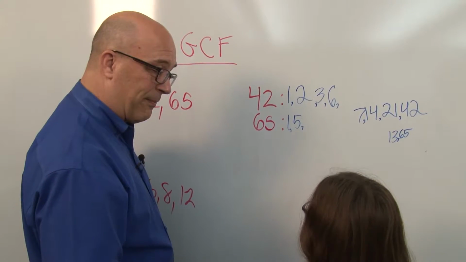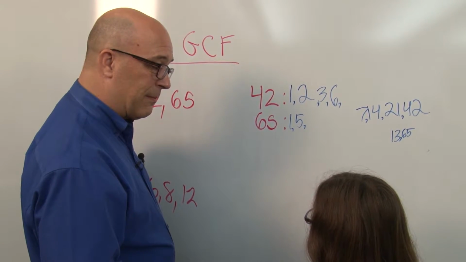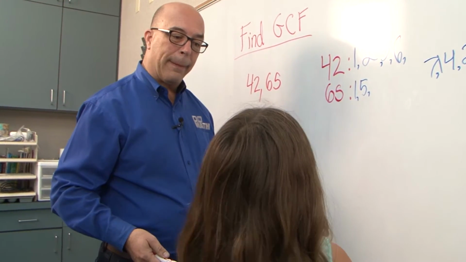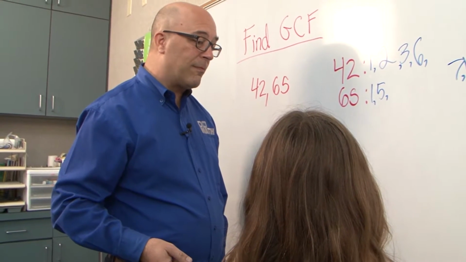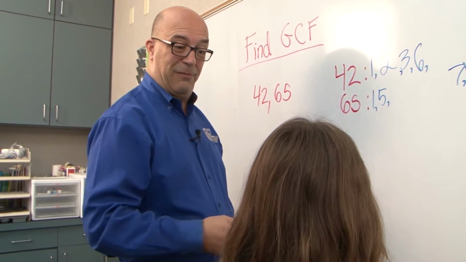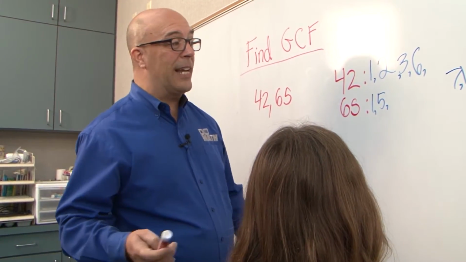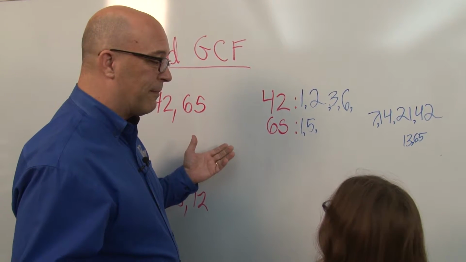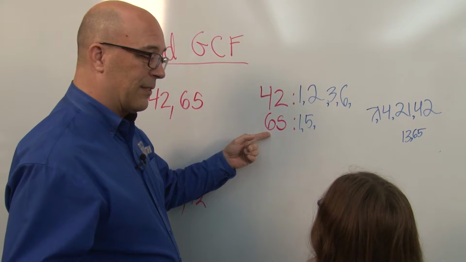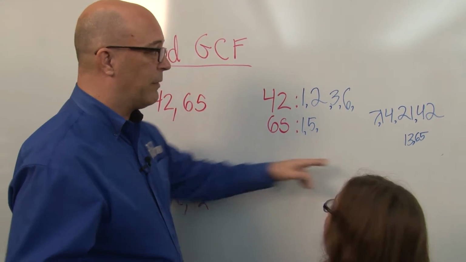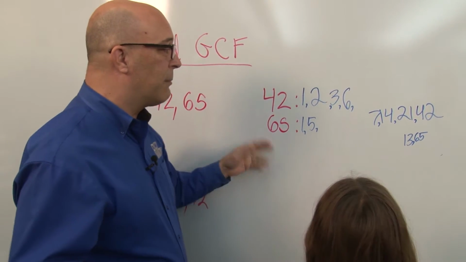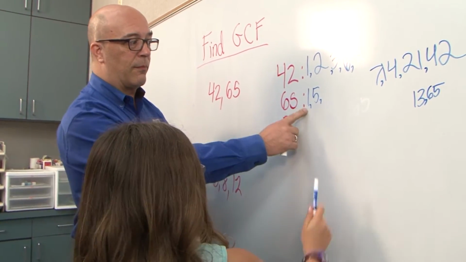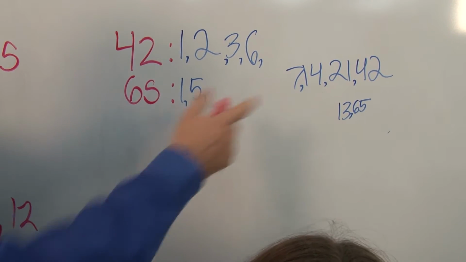8? 8 would not, because 8 times 8 is 64. What about 9? 9 would not, because 9 times 7 is 63. Right. Perfect. All right, 10? 10 wouldn't. 11? No. 11 times 6 is 66. Right? 12, 13, we've already got 13, right? Yeah. So what numbers go into 65? Those ones: 1, 5, 13, and 65.